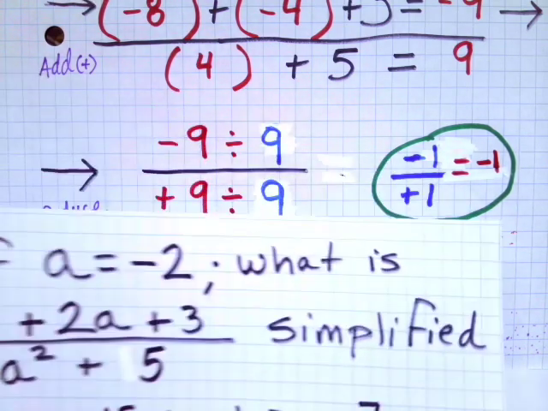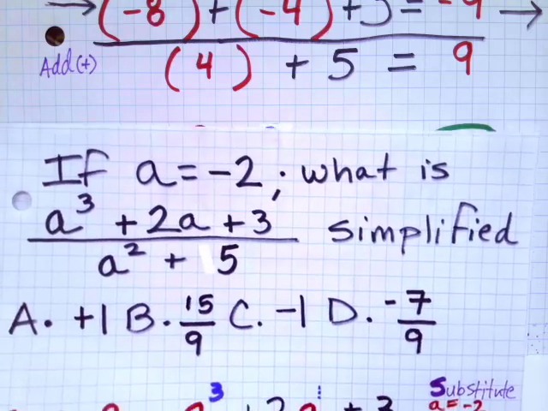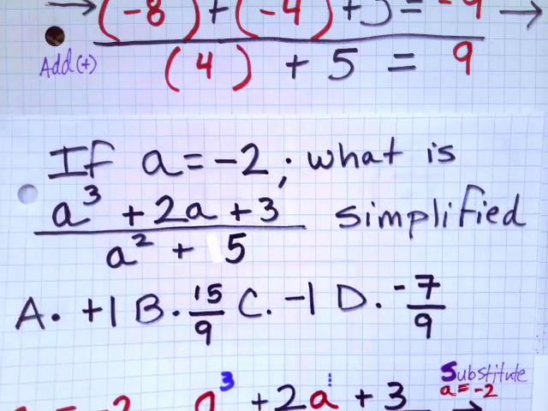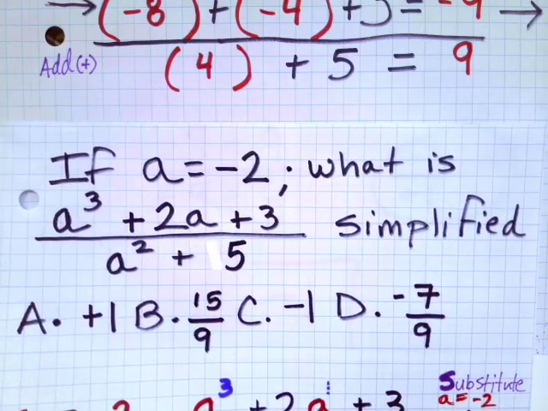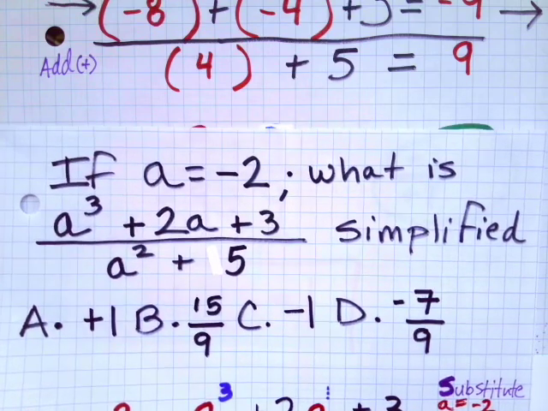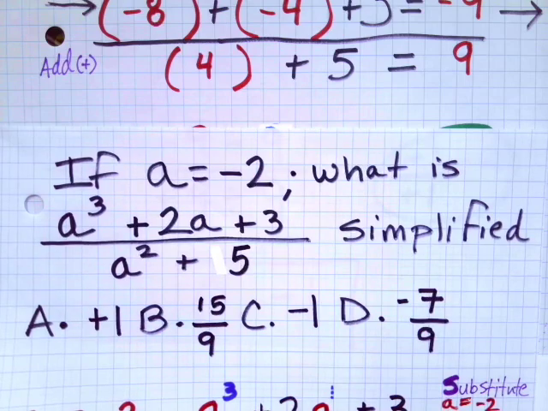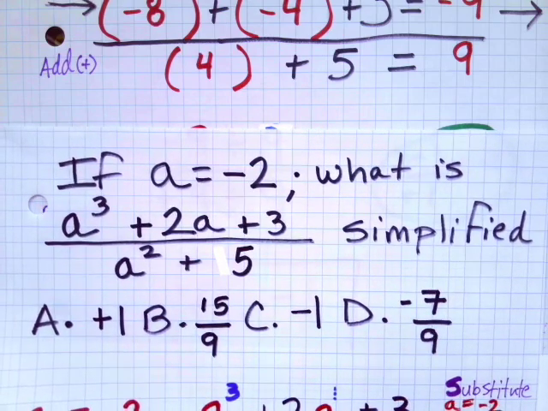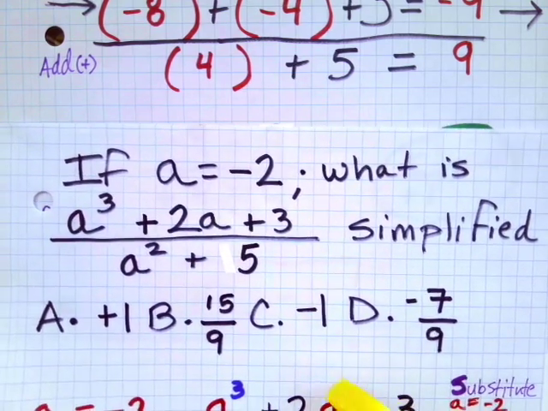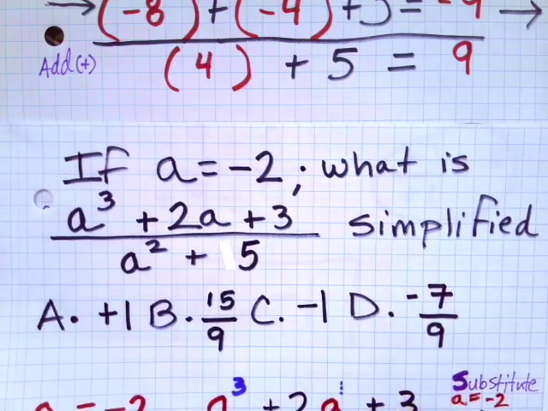Let me show you that original problem here again, so you don't have to go and rewind. If A equals negative 2, what is A cubed plus 2A plus 3 divided by A squared plus 5 simplified? Again, the answer is C, negative 1.